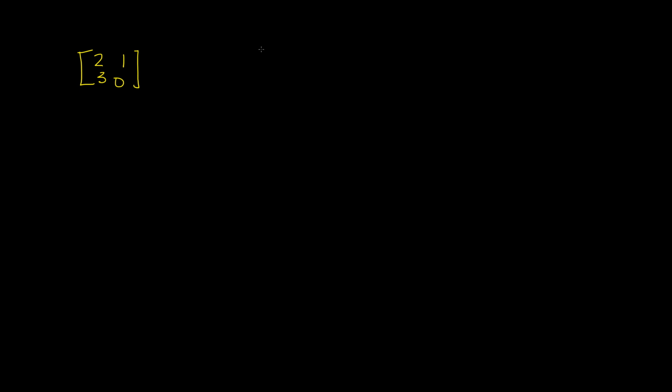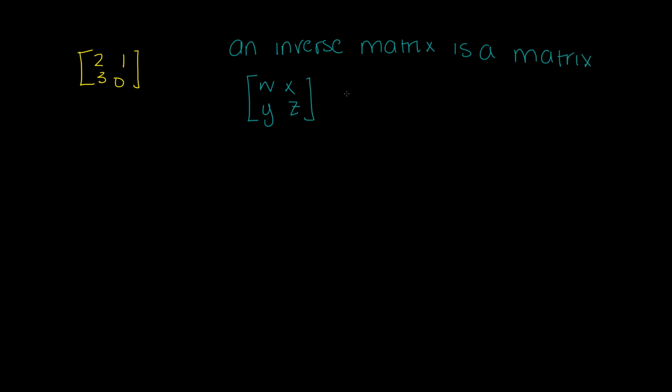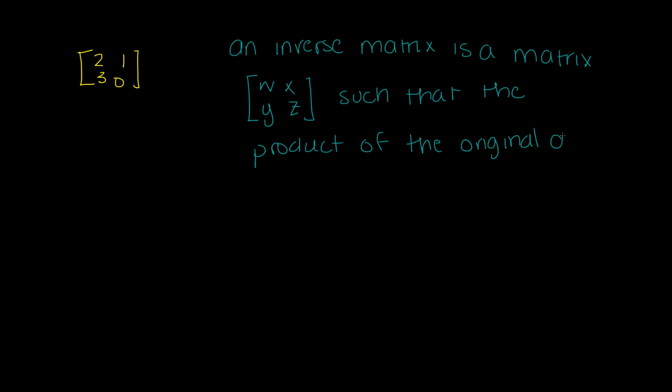So let's define what an inverse matrix is. An inverse matrix is a matrix with some values W, X, Y, and Z such that the product of the two matrices, the original and the inverse, is the identity matrix.